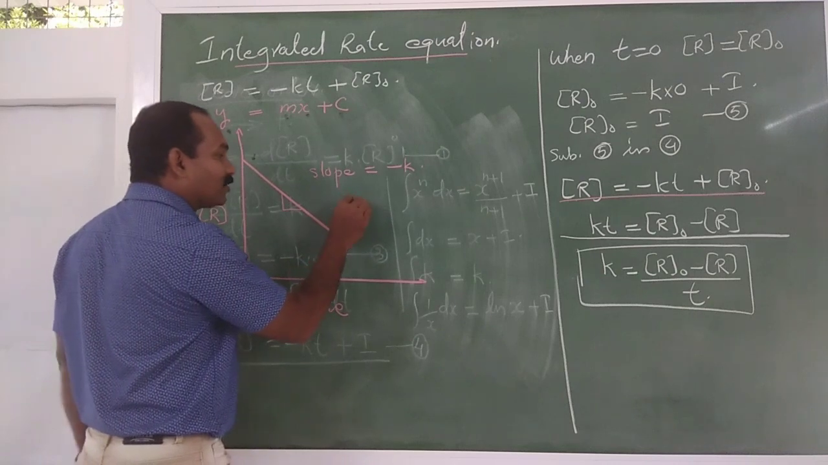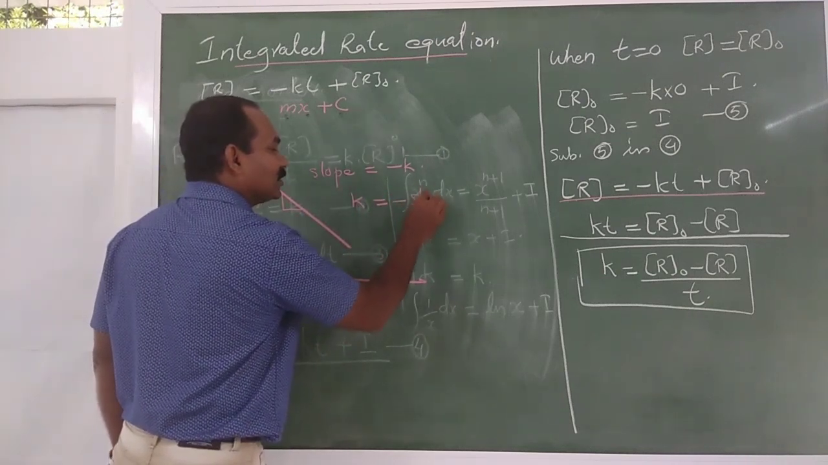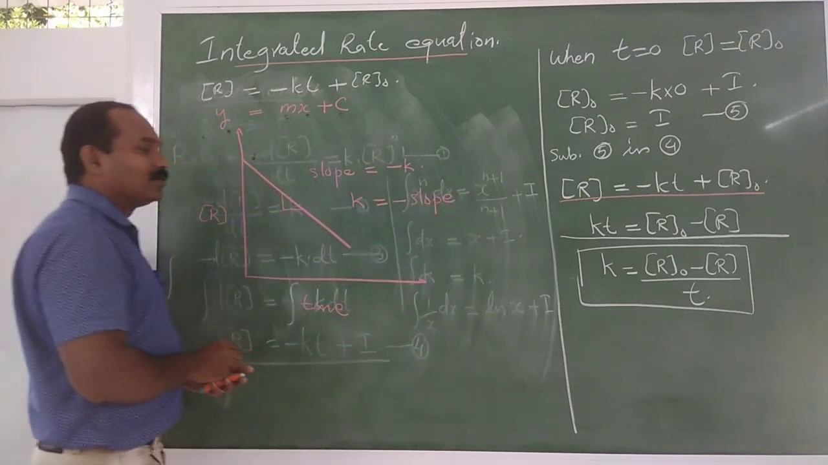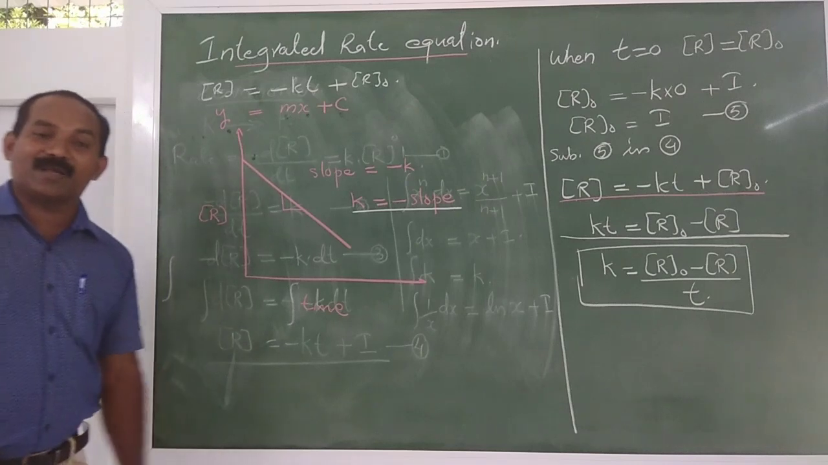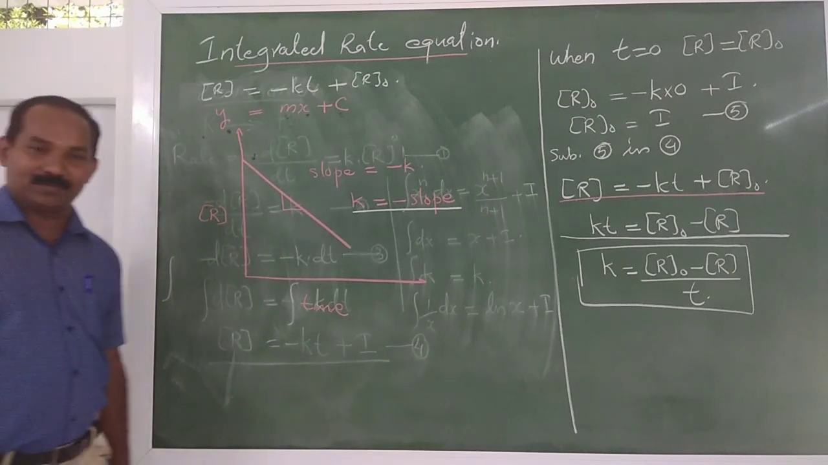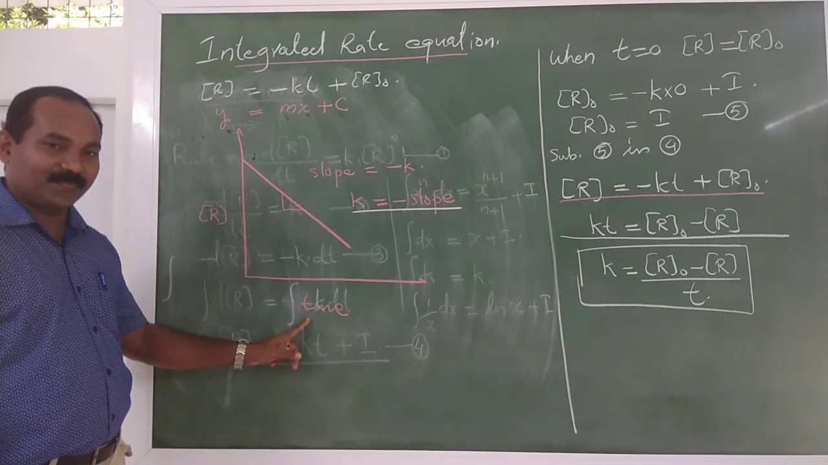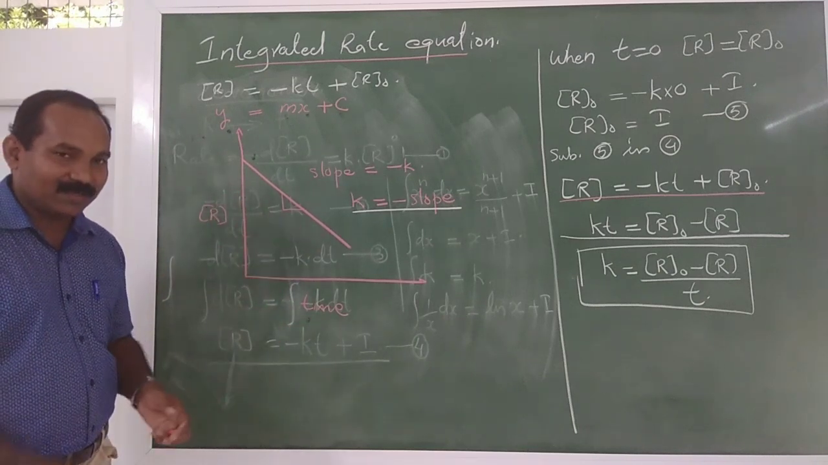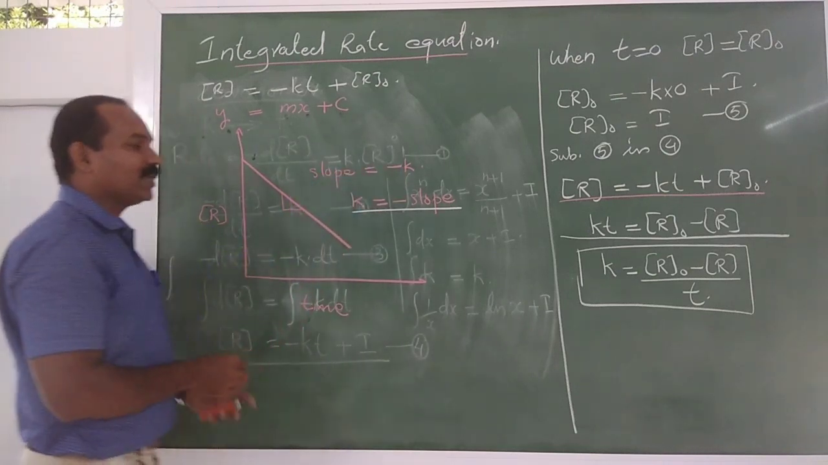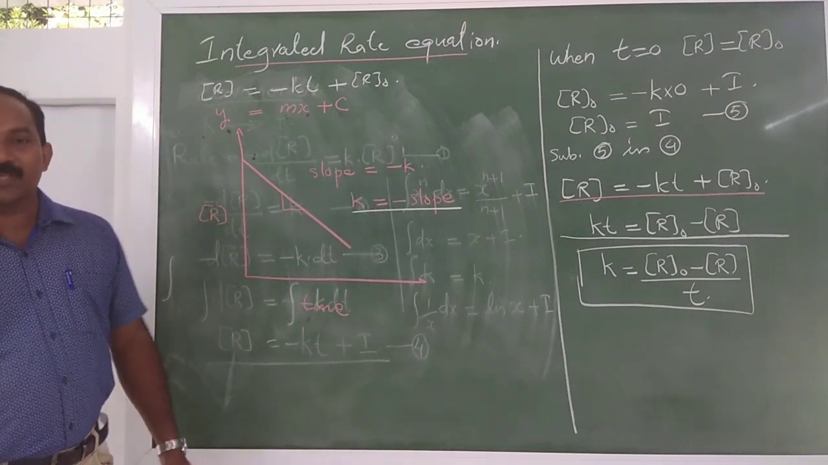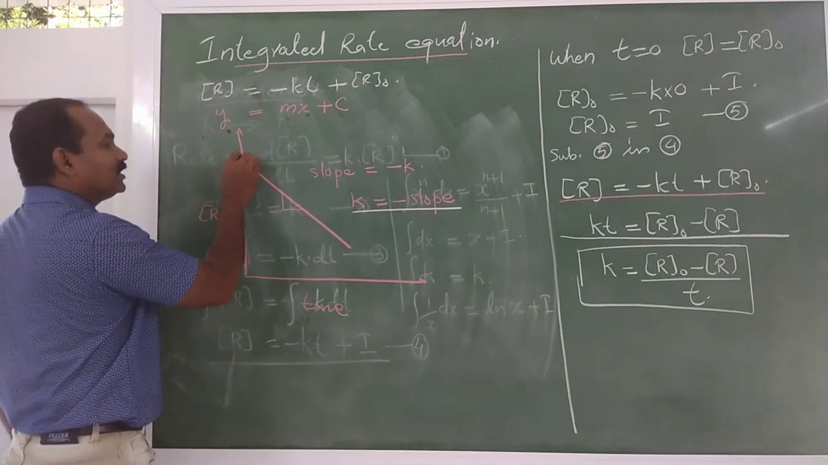What is the rate constant k? It is very easy: minus slope. So the rate constant of a reaction is easily determined from the graph also. By plotting concentration of R versus time, we get a straight line with the slope equal to minus k, and the rate constant k is equal to minus slope.